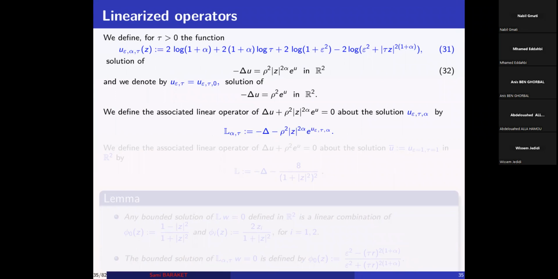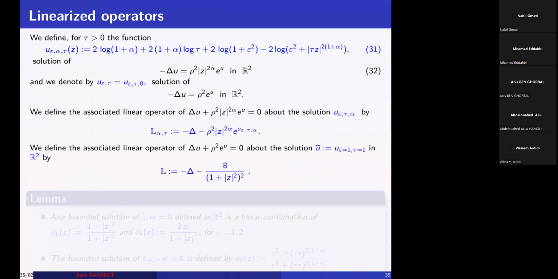So we will use the linearized operator around the solution u_alpha and u. We denote by L_alpha the linearized operator of the nonlinear problem Laplacian u plus rho squared |z|^(2 alpha) exponential u about the solution u_epsilon,alpha. And we denote by L the linearized operator of the Liouville equation about the solution u bar, which is u when epsilon equal to 1 and alpha equal to 1, given by this expression.